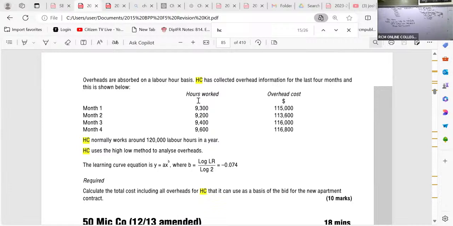And the overhead, the first one is 115,000. The second one in this case here is 113,600. The third one is 116,000. The fourth one is 116,800. Please listen as you write yours there.